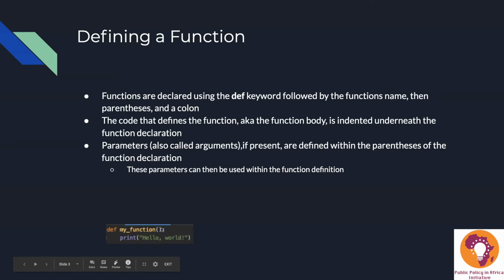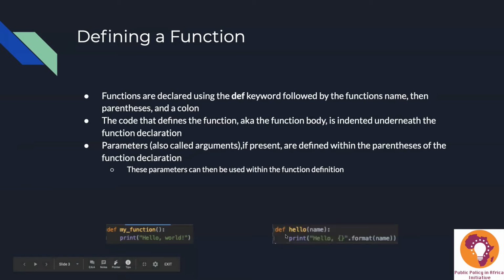Then I have my parentheses afterwards, and the parentheses are empty, meaning that this function doesn't accept any parameters. And then my colon. The colon must come at the end, otherwise you're going to get some syntax errors. And then you'll see here I have indented, underneath the declaration of my function, print hello world. So this function, when called, all it's going to do is print hello world to the console.